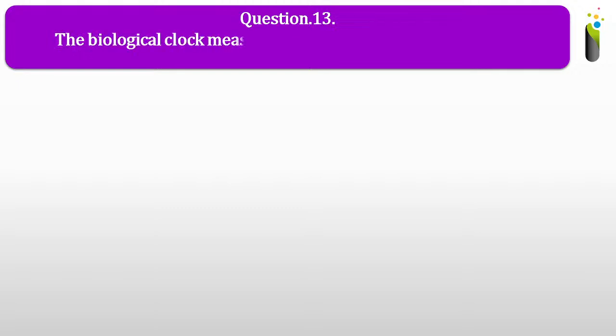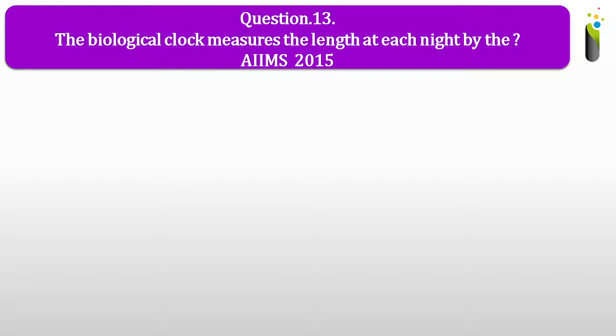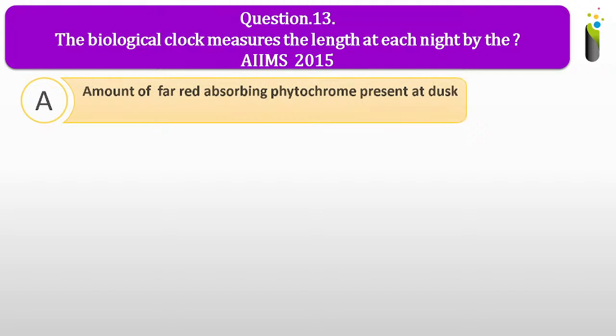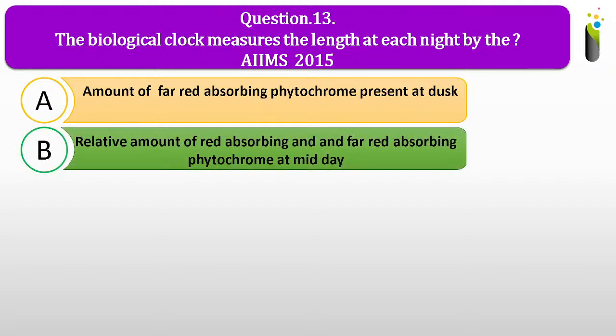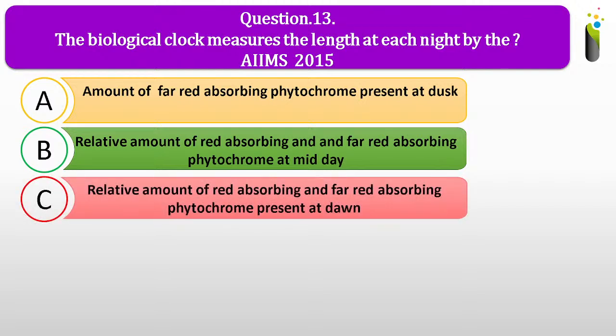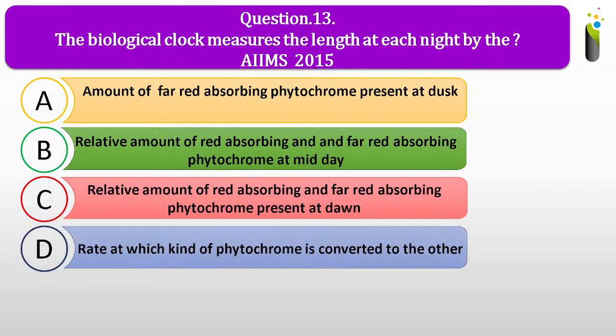Question number 13. The biological clock measures the length of each night by the dash. A. Amount of far red absorbing phytochrome present at the dusk. B. Relative amount of red absorbing and far red absorbing phytochromes at midday. C. Relative amount of red absorbing and far red absorbing phytochrome present at dawn. D. Rate at which one kind of phytochrome is converted to the other.